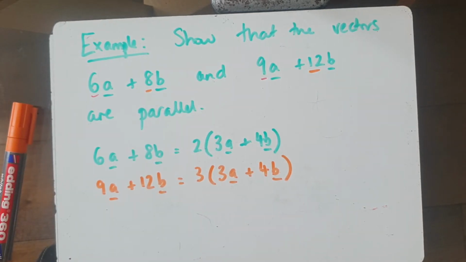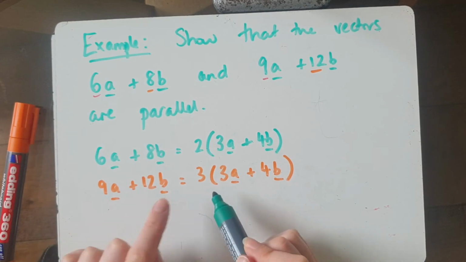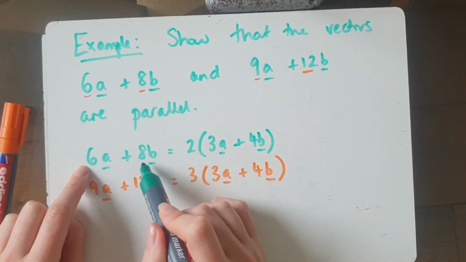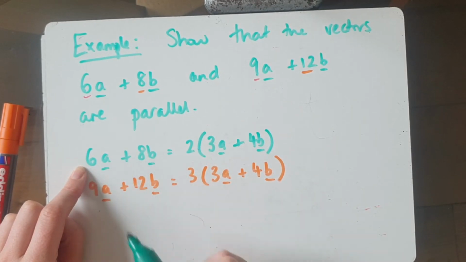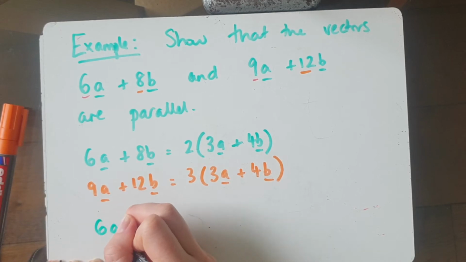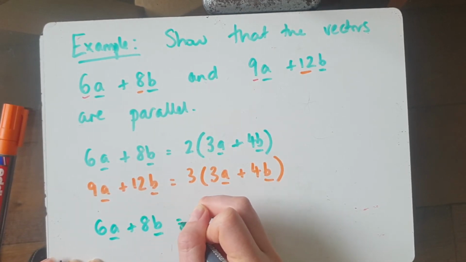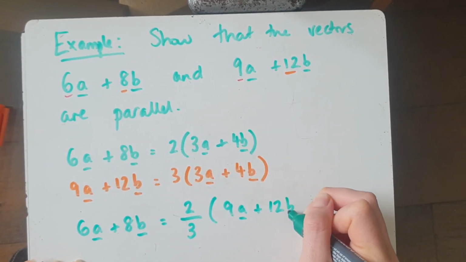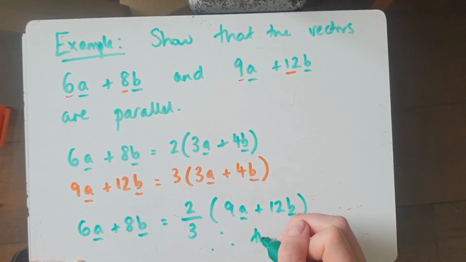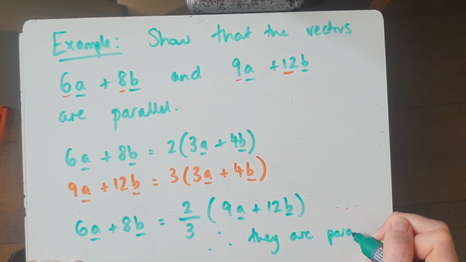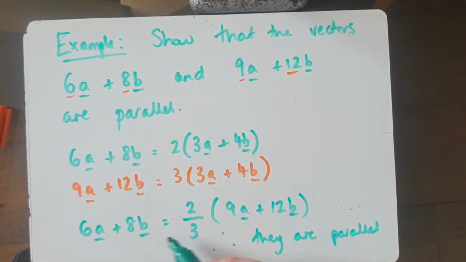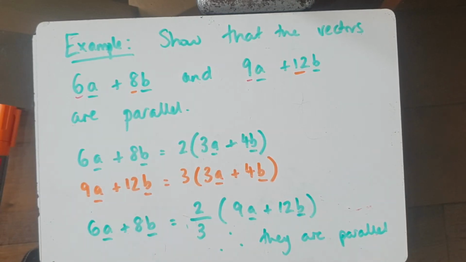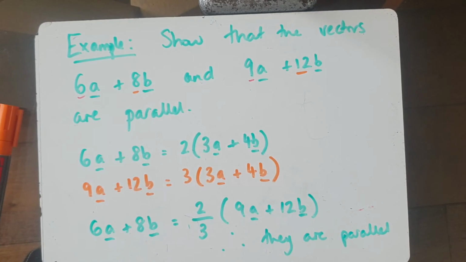So they're both multiples of the same thing, but we have to show that they're multiples of each other. So if I divide this vector by 3, I get 3A plus 4B. And then if I times it by 2, I get 6A plus 8B. So actually, I've got that 6A plus 8B is equal to 2/3 of 9A plus 12B, and therefore they are parallel, because this entire vector is a multiple, and it can be a fraction, of this entire vector, and so they are parallel. So copy that example down, please.